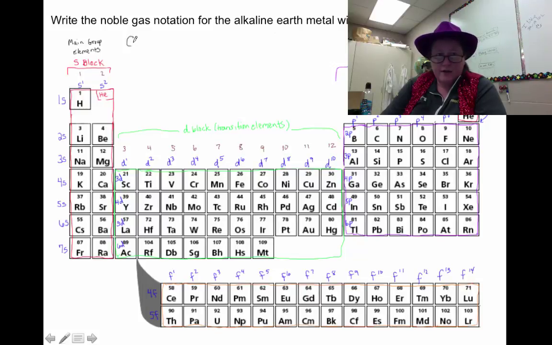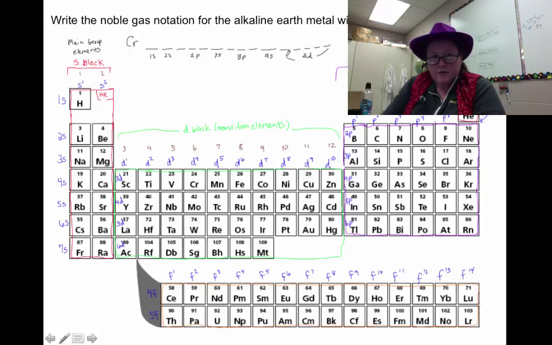And one is for the element chromium. Now I'm just going to do an orbital notation for chromium. 1s, 2s, 2p, 3s, 3p, 4s, and 3d. So we have this sublevel here with 5 rooms, sublevel here with 3 rooms.